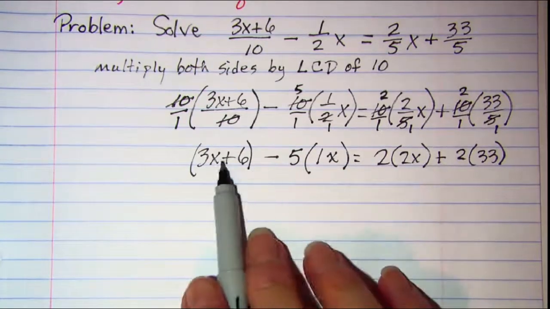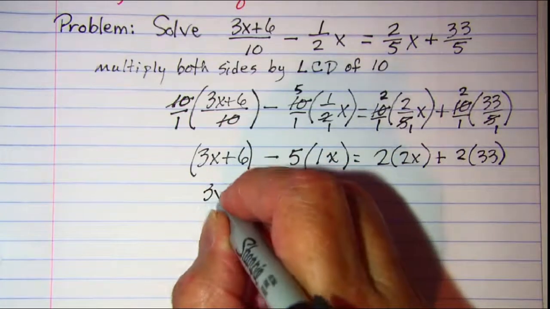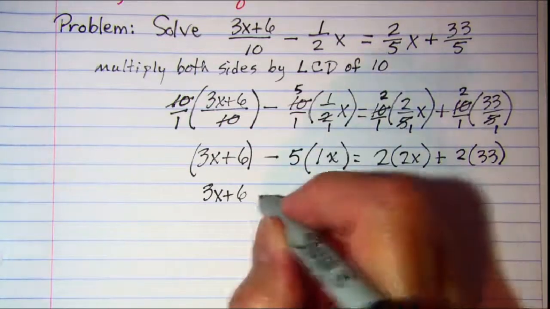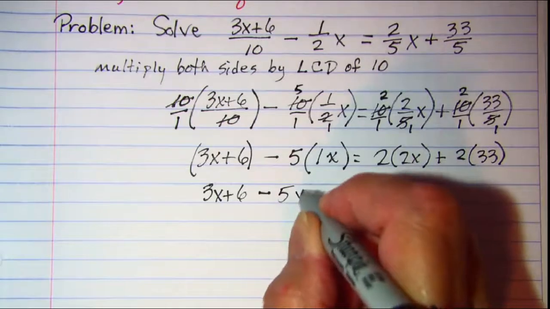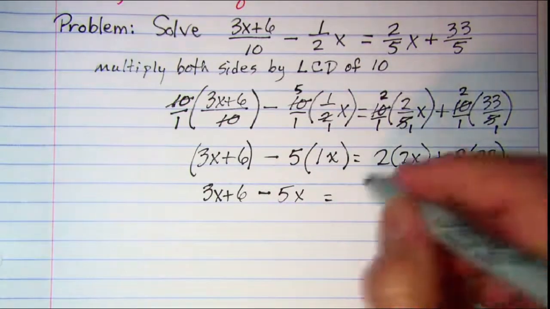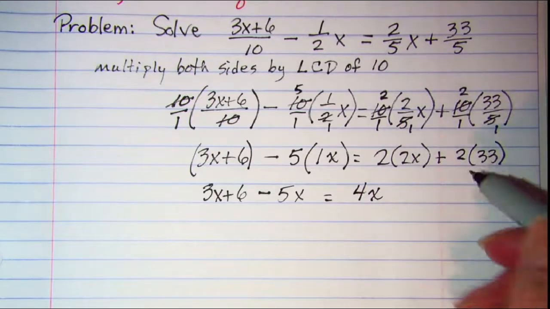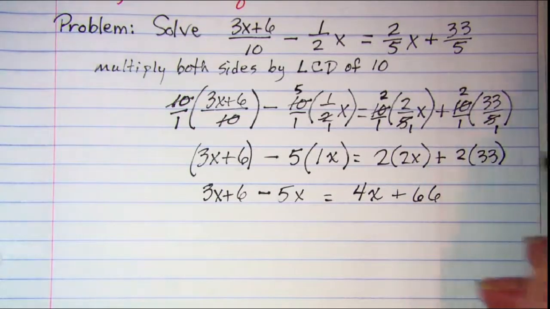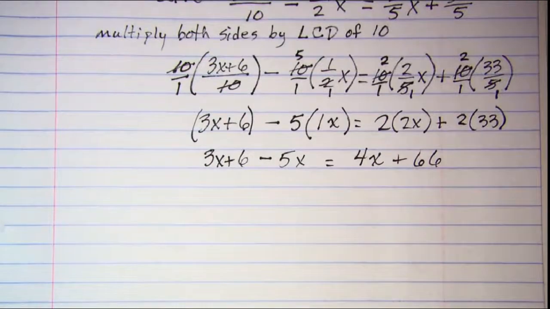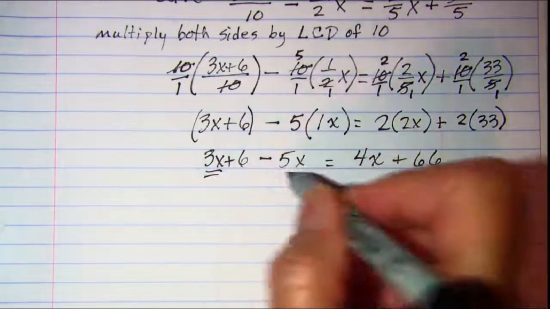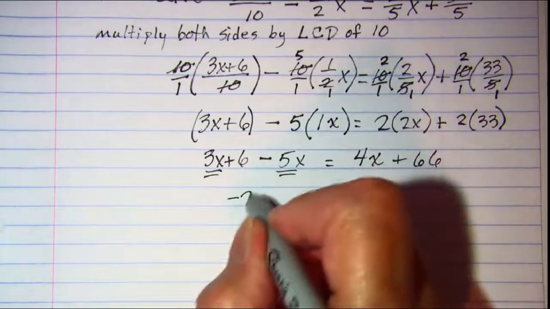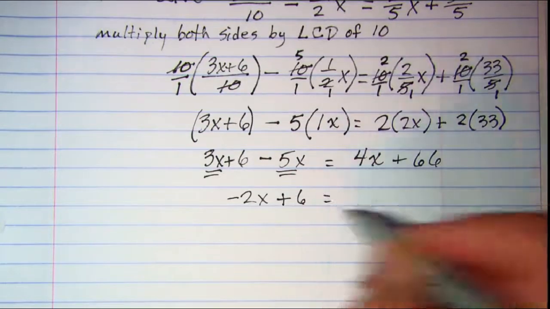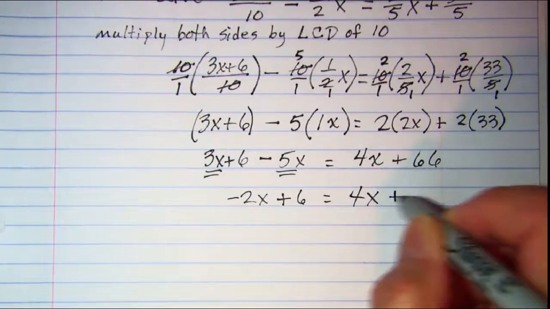and I can just proceed with the multiplying and simplifying. All right, here I have 3x plus 6, negative 5 times 1x is a negative 5x, 2 times 2x is 4x, and then 2 times 33 is 66. Let's combine like terms. I have 3x and negative 5x is negative 2x, and then just copy 4x plus 66.